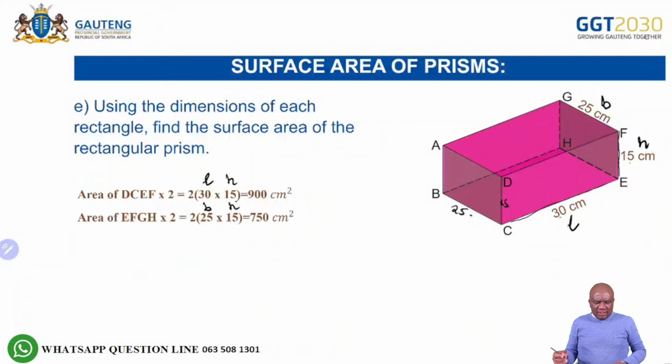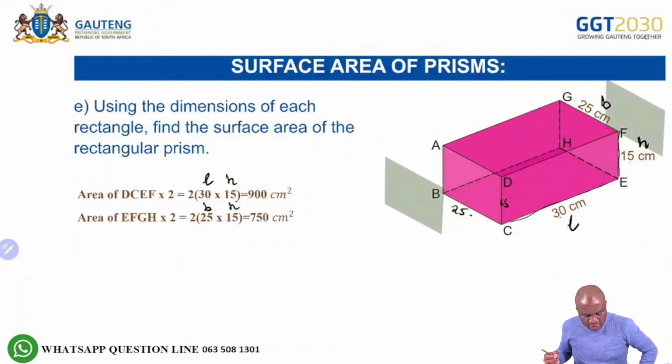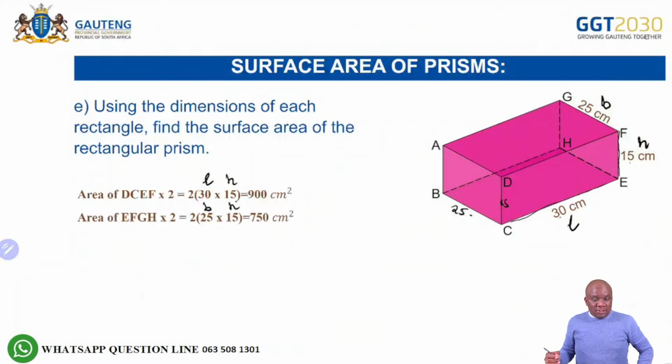Okay, right, then the last pair is the one at the top and the one at the bottom. Let's find the area of these two rectangles in 1 minute.